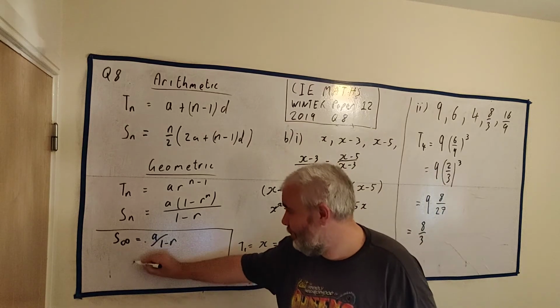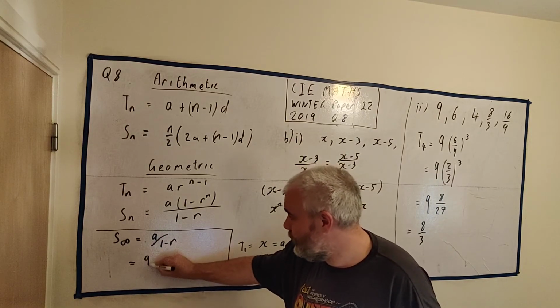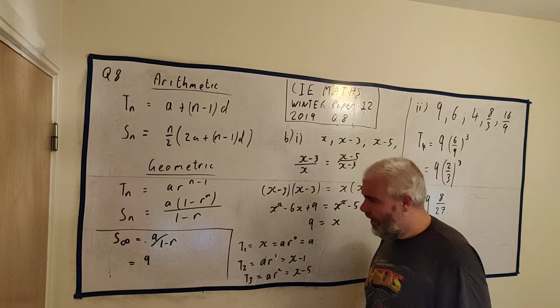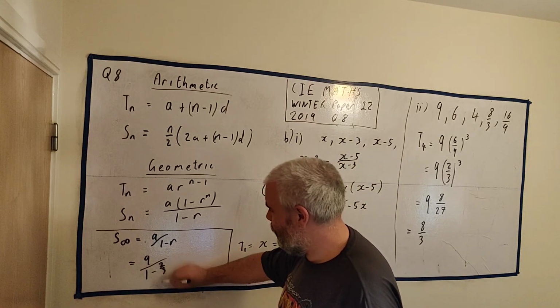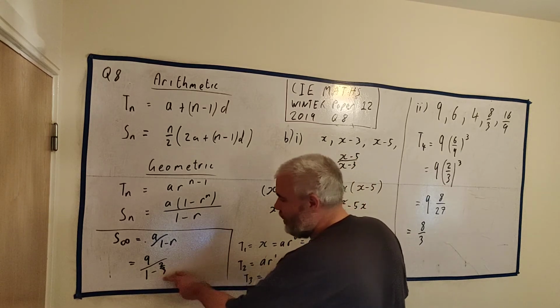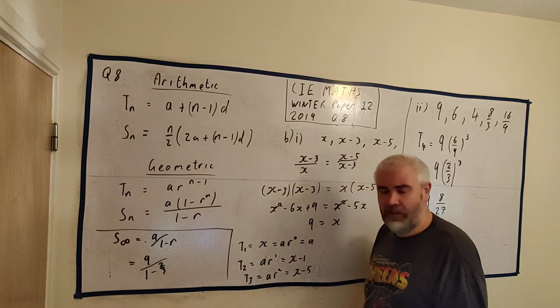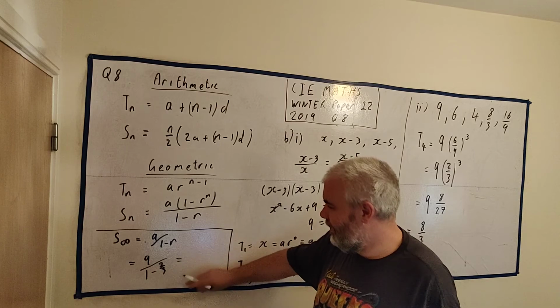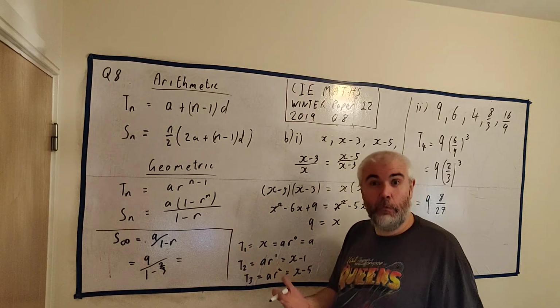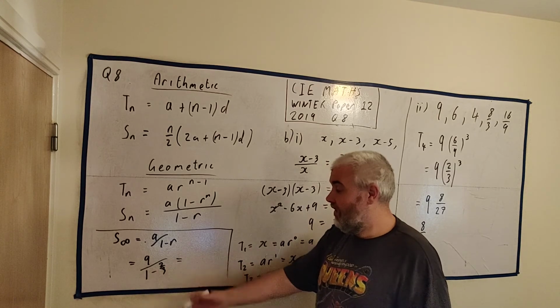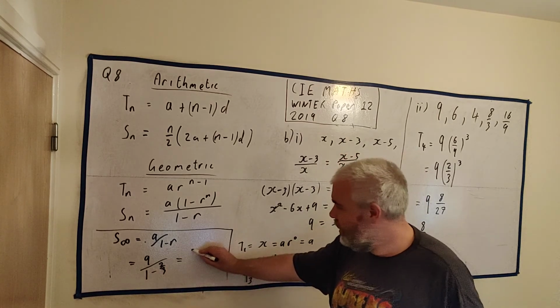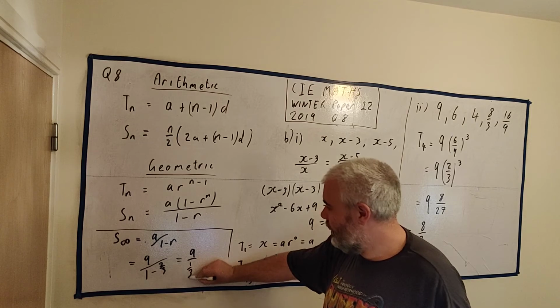So we can just fill these numbers in. A is 9, which is good because my A looks like a 9. It's 9 divided by 1 minus 2 thirds. 1 take away 2 thirds. Use a calculator if you're not good at fractions. But really, 1 take away 2 thirds, you're left with 1 third. You have a whole cake, you take 2/3 of the cake away, you're left with 1/3 of the cake. So we're 9 divided by 1 over 3.